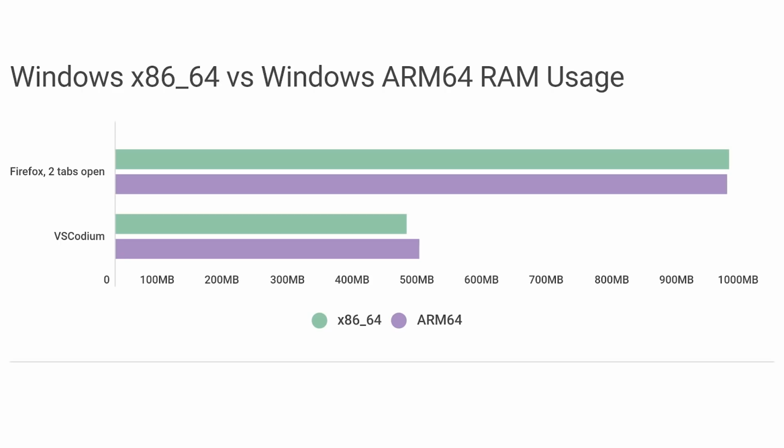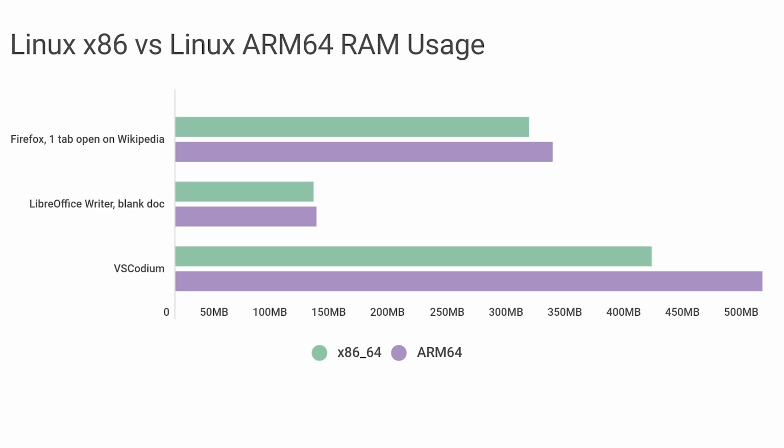In fact, slightly less memory used on the x86-64 version, but again, just about a few megabytes, not very much difference. So there isn't a huge difference between x86-64 and ARM64 in terms of memory usage on Windows. And what about on Linux?